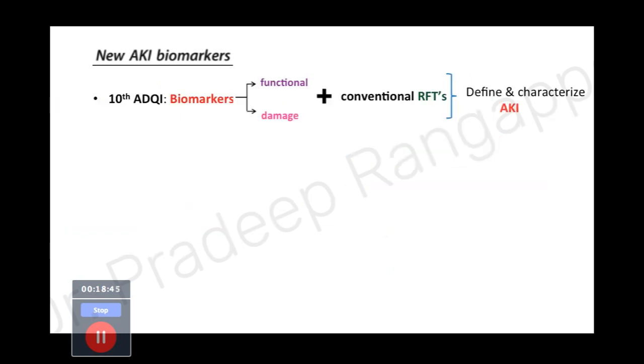The 10th Acute Dialysis Quality Initiative, which is the quality improvement initiative in AKI, recommends that biomarkers to determine functional damage and tubular damage be done along with conventional RFTs to define and characterize AKI. So although blood urea and creatinine are the index, along with them biomarkers have to be done to determine the pathophysiological aspects of AKI. This will help delineate the AKI spectrum and helps in the diagnosis and treatment of these AKI patients in a much better way.